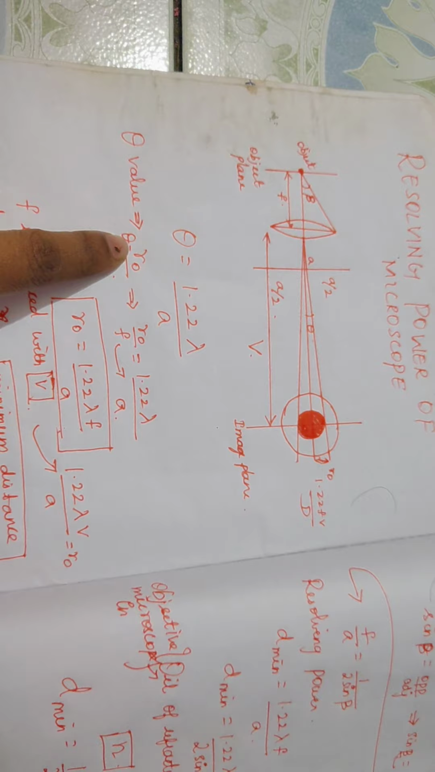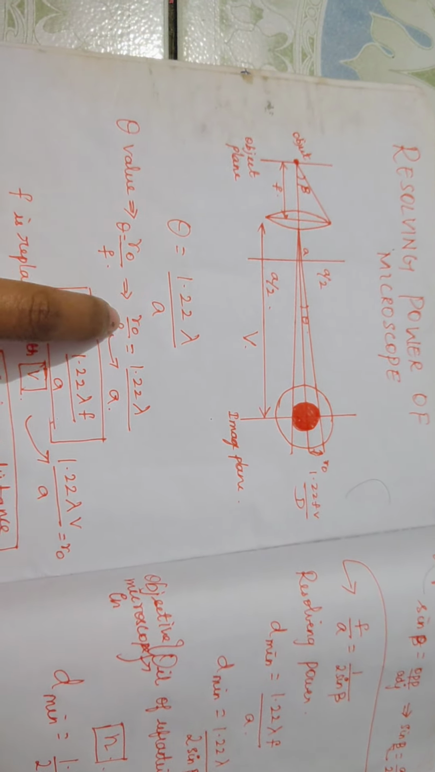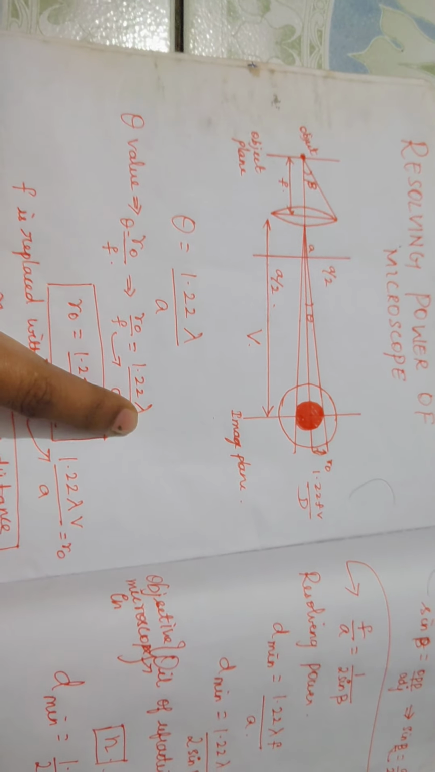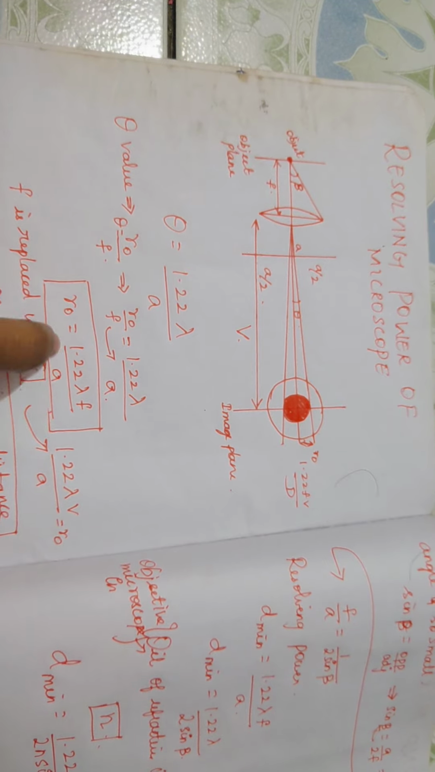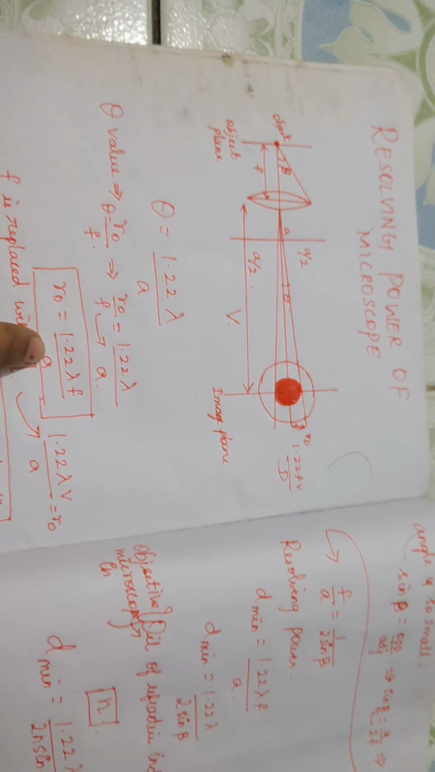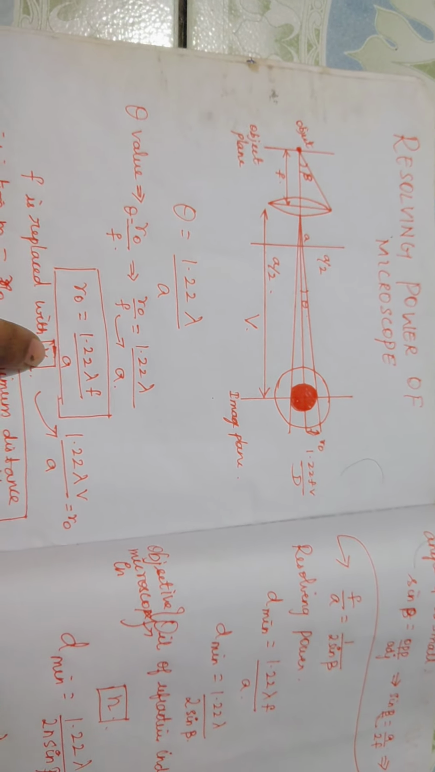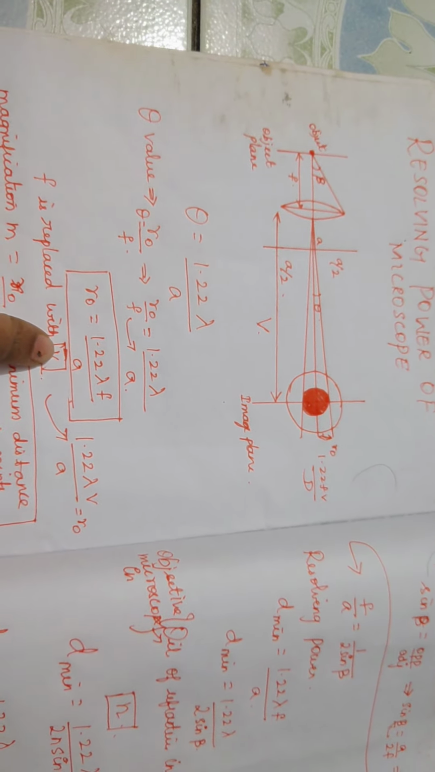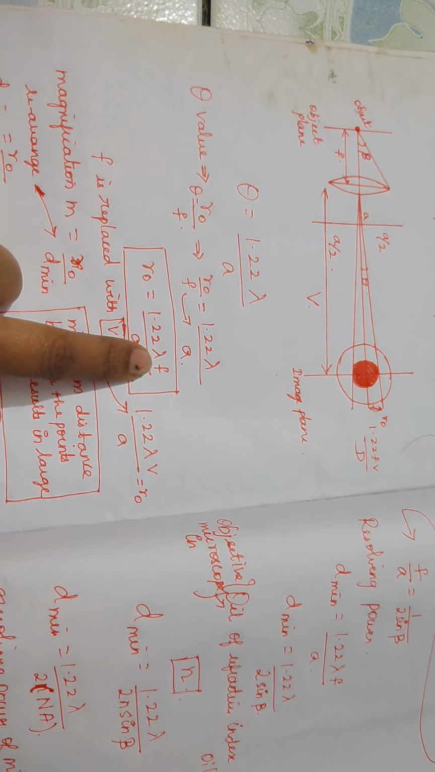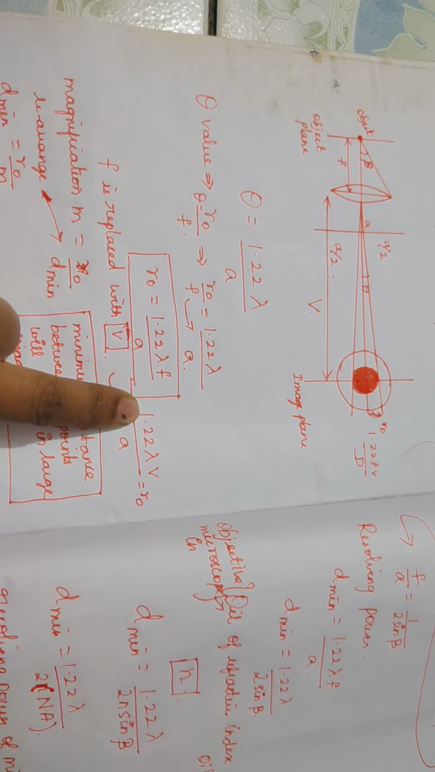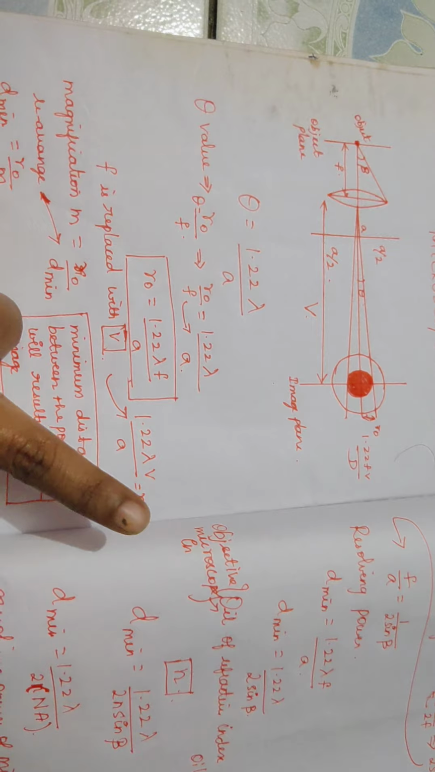In the place of theta I am writing 1.22 lambda divided by A, and remaining I have r naught by f. Now take this f to that side, so it will become r naught is equal to 1.22 lambda f divided by A. Now I am going to replace this f with the symbol V, because I have to apply the magnification formula in the next step. So this equation will be turned into r naught equal to 1.22 lambda V divided by A.